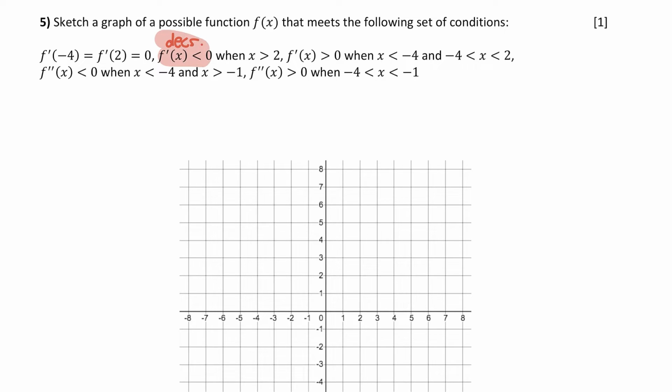So it's decreasing when x is bigger than 2. F prime of x is bigger than 0, so f of x is increasing when x is less than -4 and between -4 and 2. So I've got the intervals of increase and decrease.